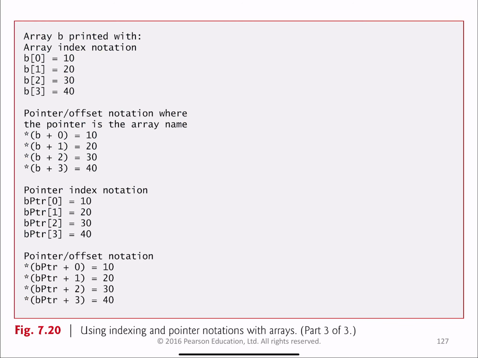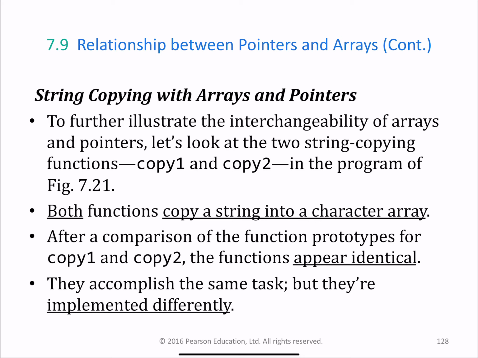And when we run this, you'll see an output like this. As you can see, whether you use the array index notation, pointer index notation, array offset notation, or pointer offset notation, in all 4 cases, you're able to access the 4 elements stored in that array. You have to get used to the idea that there will often be different ways to accomplish the same task in programming languages.